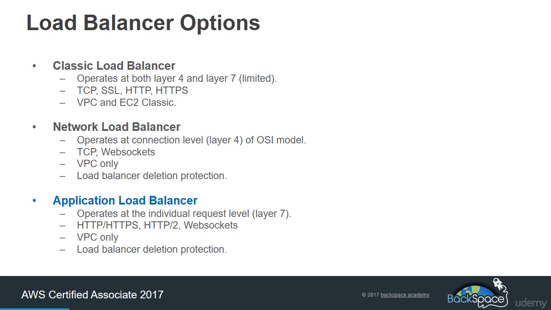So the one that we're going to be looking at in this lecture is the application load balancer, and that operates at the individual request level at layer 7 of the OSI model. And it's working very closely with our application. It's doing more than just grabbing packets and forwarding them on. It's putting those packets in a format that our application can receive them. So it's going to be supporting HTTP, HTTPS, and also the new HTTP2, which is going to provide very good page load speeds. And it's also supporting WebSockets, which the classic load balancer doesn't support. It only supports VPC instances. It doesn't support EC2 classic instances. And again, it provides load balancer deletion protection.